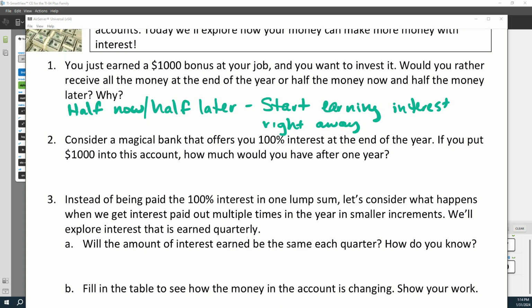All right, so consider a magical bank that offers you 100% interest. There is no bank that does this. It just makes these examples a little bit easier to understand. So if you put $1,000 into this account, how much would you have at the end of the year? 2,000. Good.